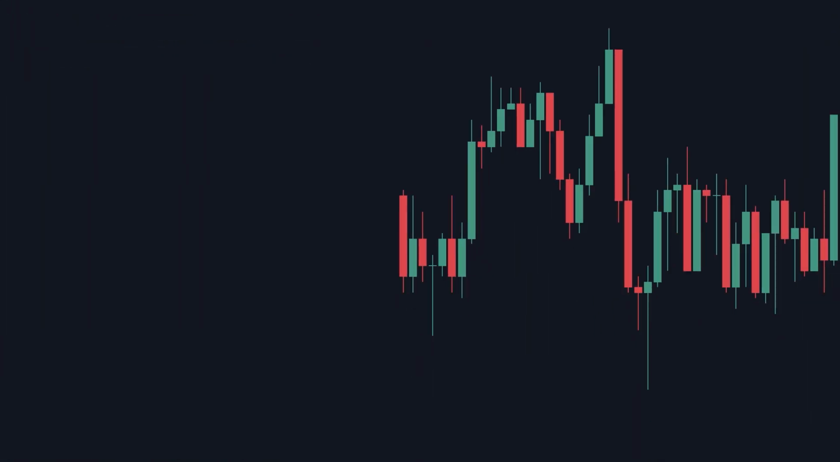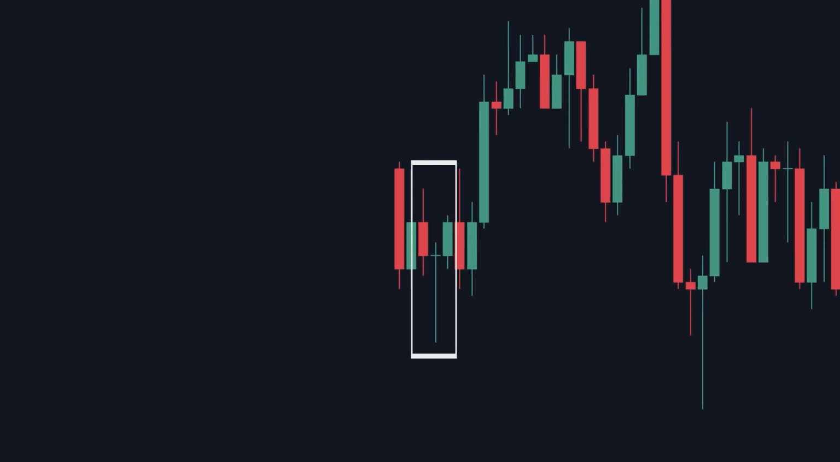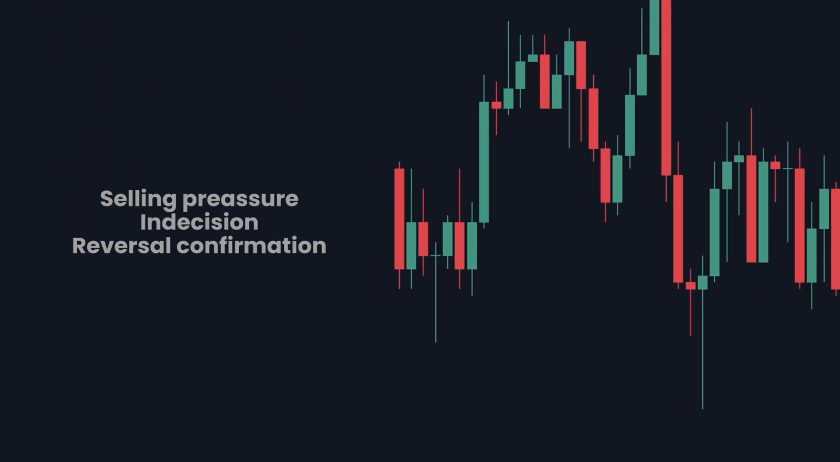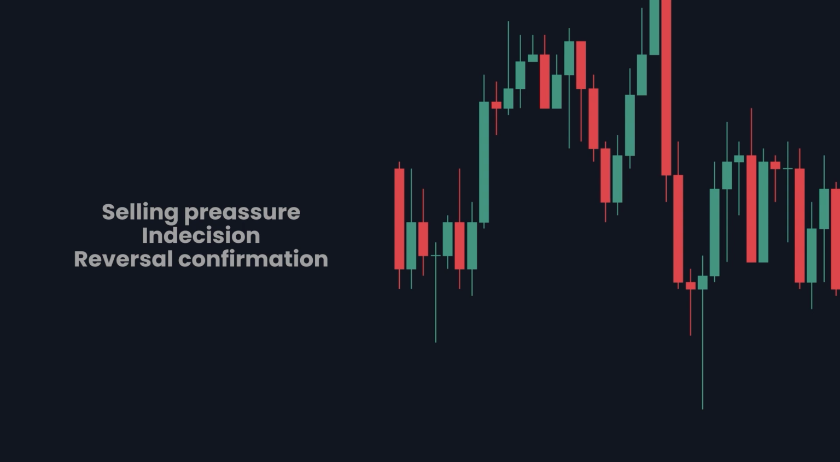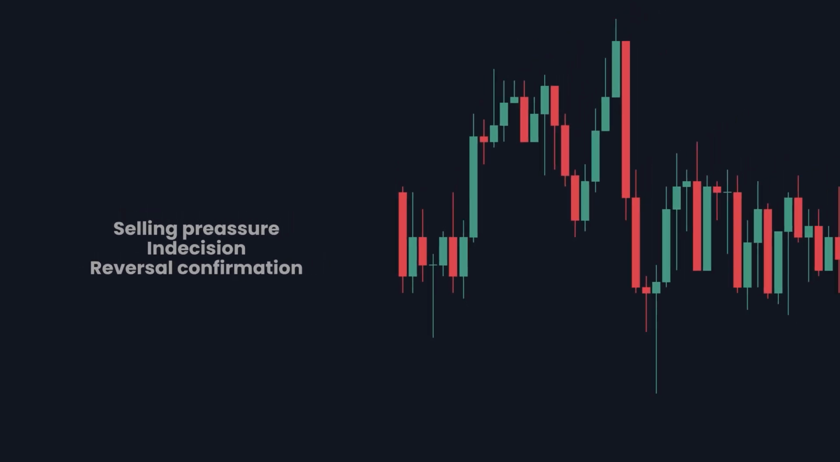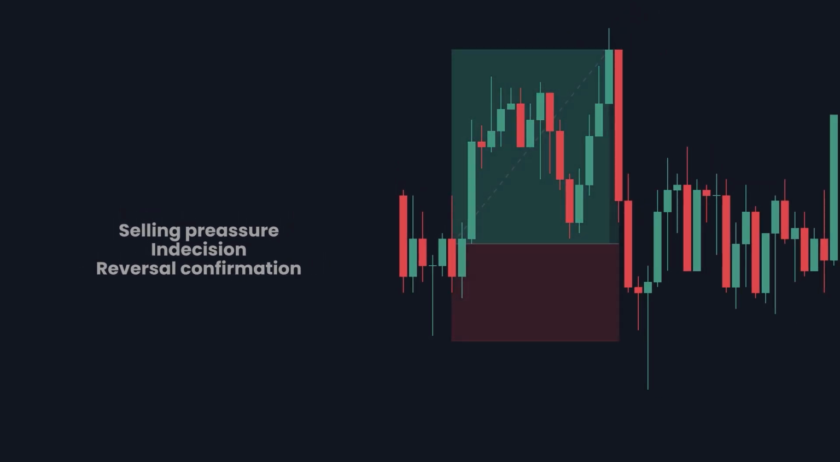On the chart, a morning star appears after a downtrend. The first candle shows strong selling pressure, the second candle reflects indecision, and the third candle confirms the reversal with a strong close. You'd enter the trade as the third candle closes, place your stop loss below the second candle, and watch the price move upward in a new trend.